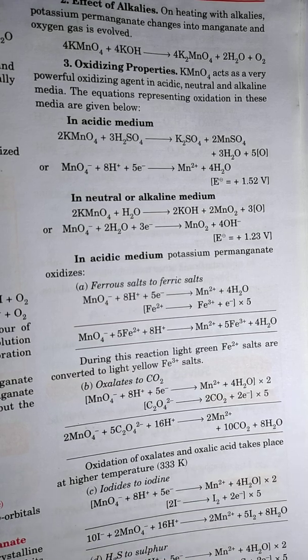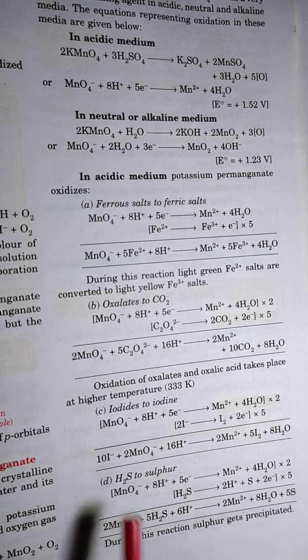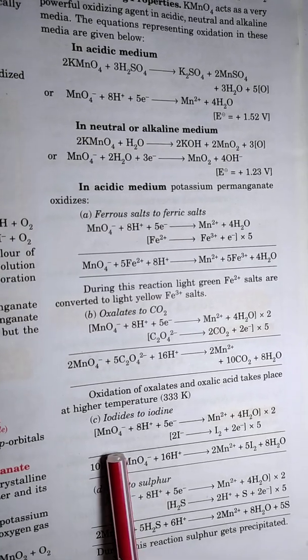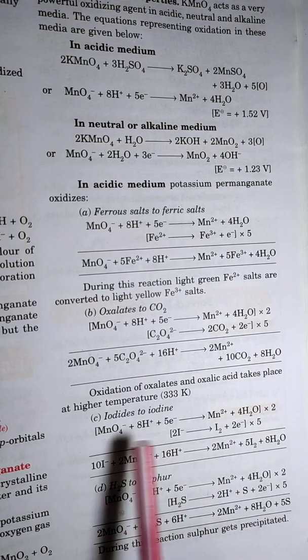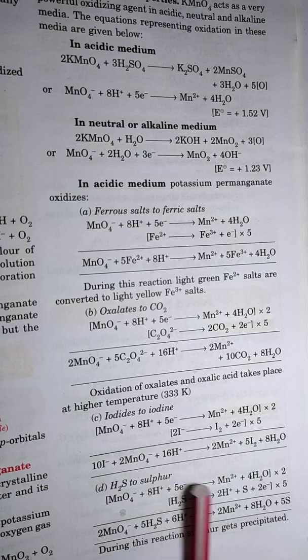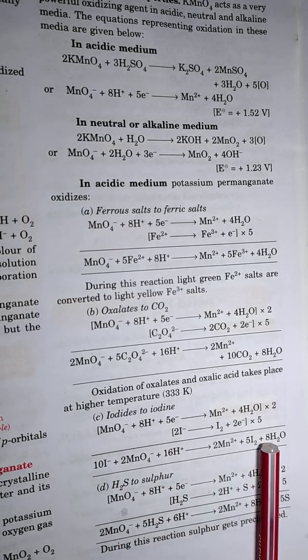Another reaction is the reaction of iodides to iodine. Now, when an iodide salt is made to react with permanganate, the permanganate changes to manganese 2+, that is, it itself gets reduced, and the iodide salt is changed to iodine. In this way, the whole reaction proceeds.